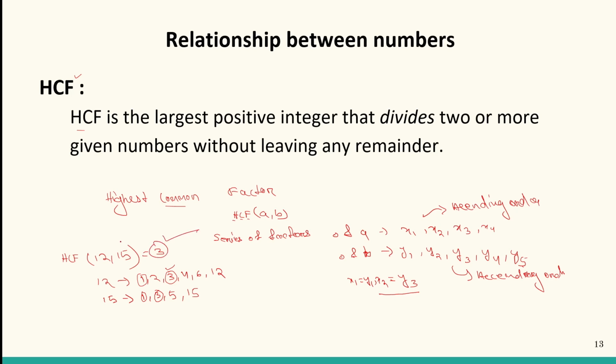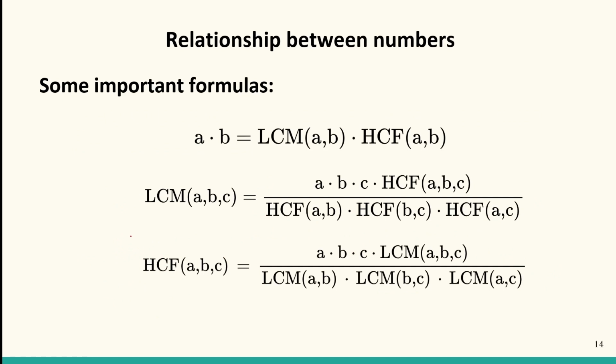So this is how we evaluate HCF. There are some important formulas. A into B is actually equal to LCM of A, B into HCF of A, B. We can take an example to learn this in a better way. Let's say A is equal to 5, B is equal to 6. So 5 into 6 is equal to 30, you know, right?